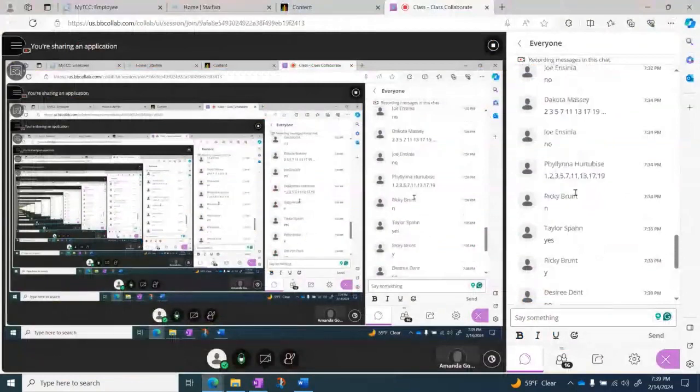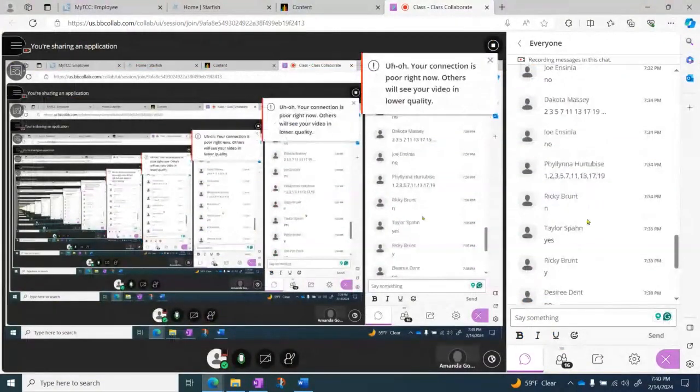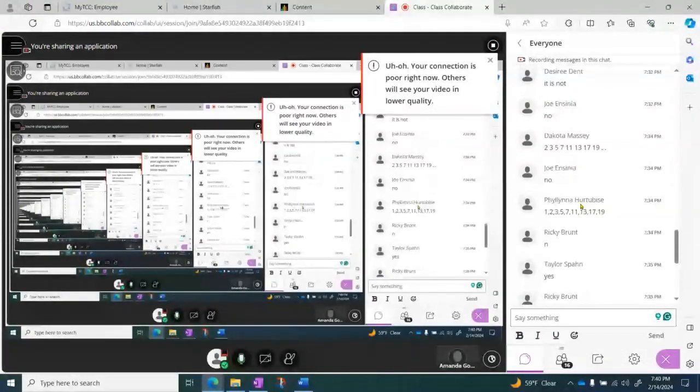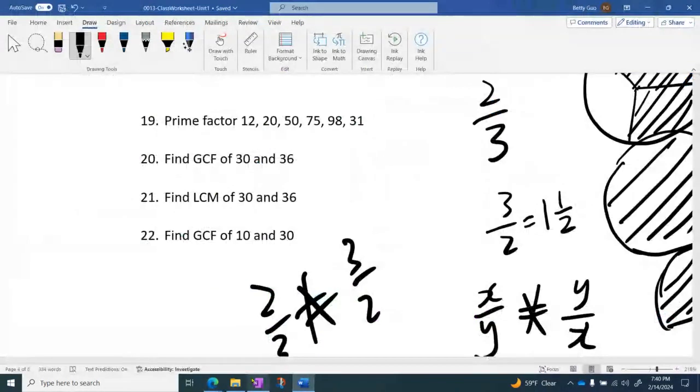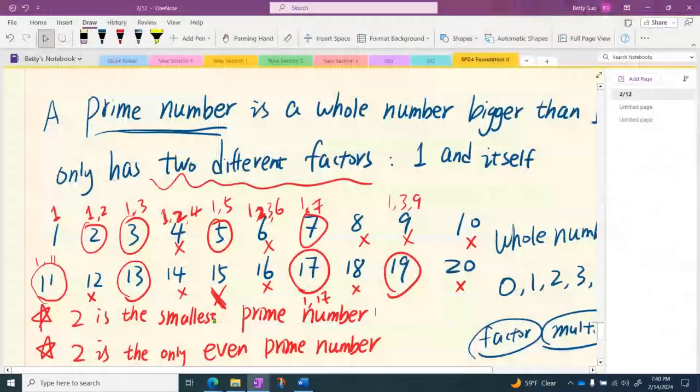Felina, oh no, Felina has 1. 1 is not a prime number. Dakota has the correct list. Yeah, 2, 3, 5, 7, 11, 13, 17, 19. Yeah, those are the prime numbers from 1 to 20. And I want you please memorize them. Okay?